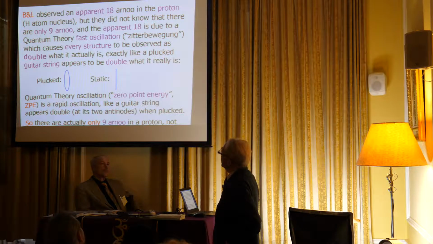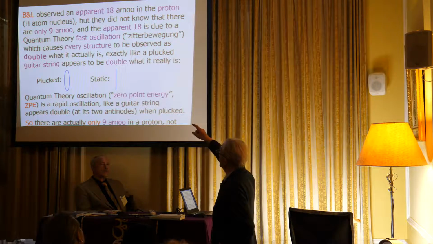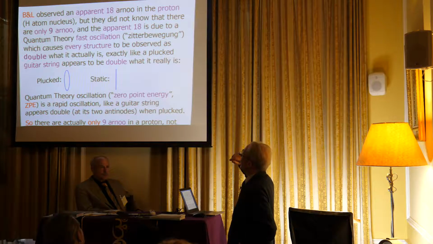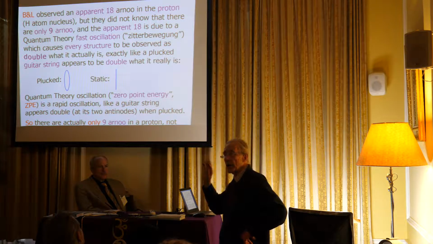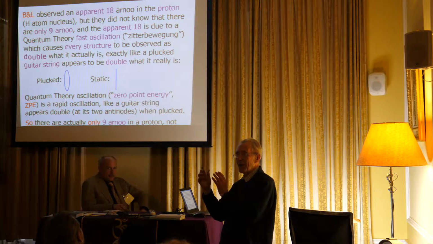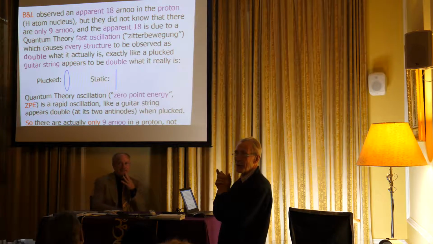So one could, by analogy, say that they were looking at the 2 antinodes when they saw 18, so that there's only 9 Anu in the proton, but they saw it as 18 because they were seeing the 9 each end of the thing. Now, you may say, well, there should be blurring in between. I'll come back to that later. It's very interesting, the reason why you don't see blurring.